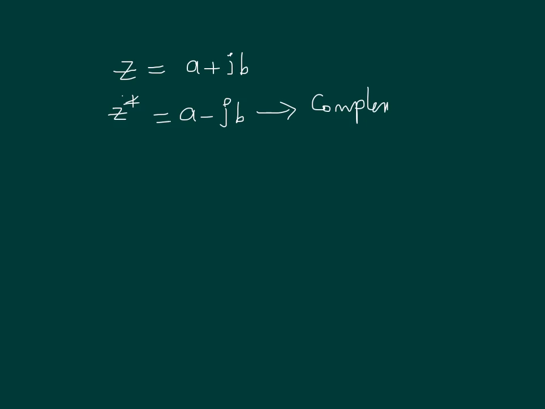Suppose z is a complex number a plus jb, and we can write a minus jb as z star. This is the complex conjugate of z. Z star is the complex conjugate of z. And now we will perform some mathematical operations on complex numbers.